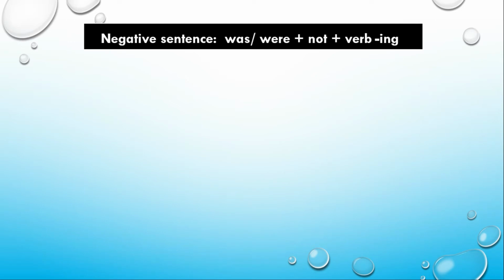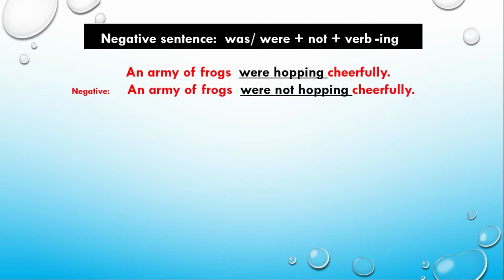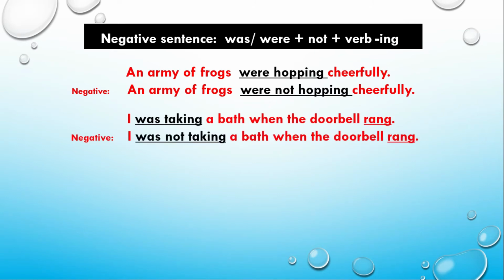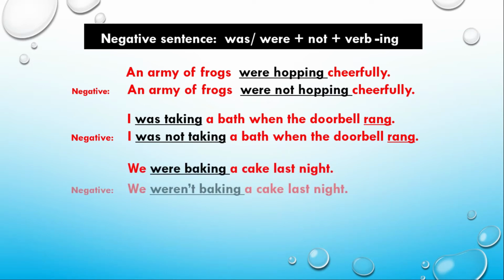Now see how a negative sentence in past progressive tense is formed. An army of frogs were hopping cheerfully. This is the affirmative sentence. Negative: An army of frogs were not hopping cheerfully. I was taking a bath when the doorbell rang. Negative: I was not taking a bath when the doorbell rang. We were baking a cake last night. Negative: We weren't baking a cake last night.